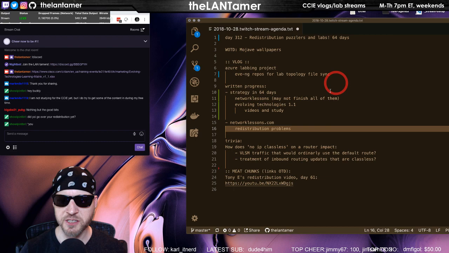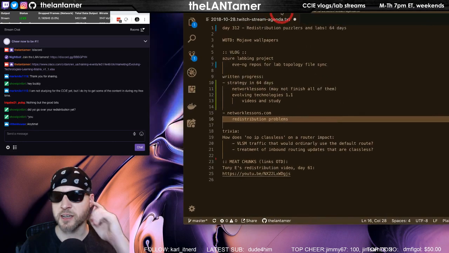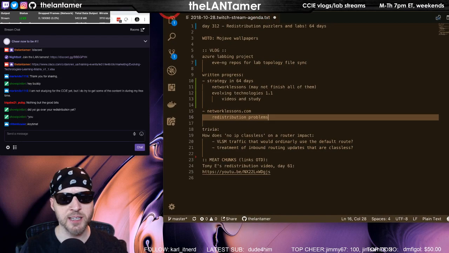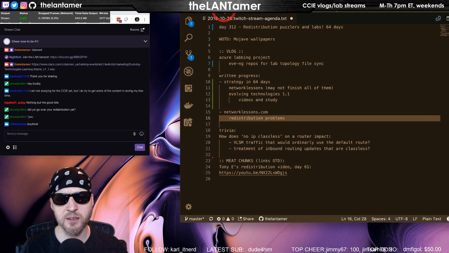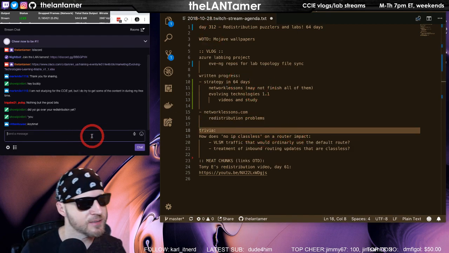All right, redistribution problems. So we'll go over the first one. And again, this first one is not my lab. It is from the networklessons.com lab. However, I did make modifications to it.